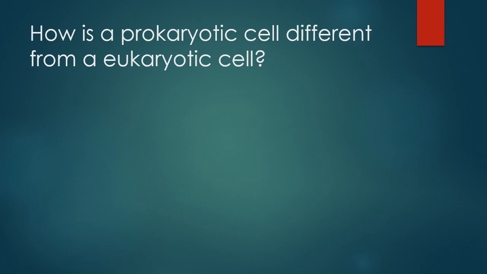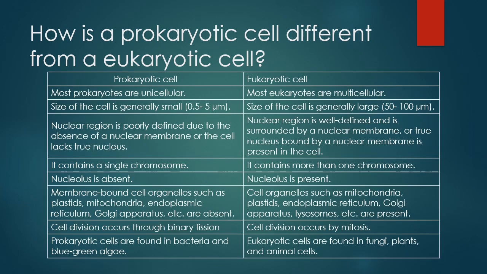How is a prokaryotic cell different from a eukaryotic cell? First point, most prokaryotes are unicellular. In eukaryotic cells, most of the eukaryotes are multicellular. Second difference, size of the cell is generally small, ranging from 0.5 to 5 micrometer. 1 micrometer is equal to 10 to the power minus 6 meters. In eukaryotes, size of the cell is generally large, 50 to 100 micrometer.